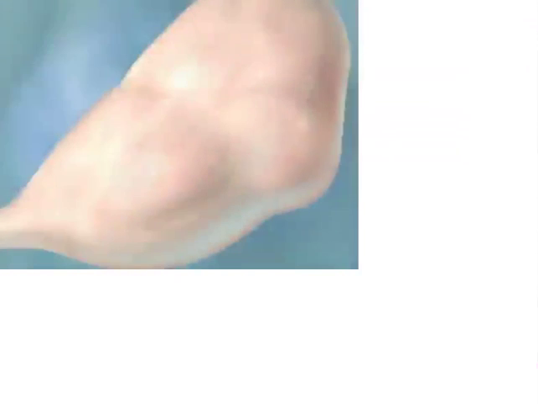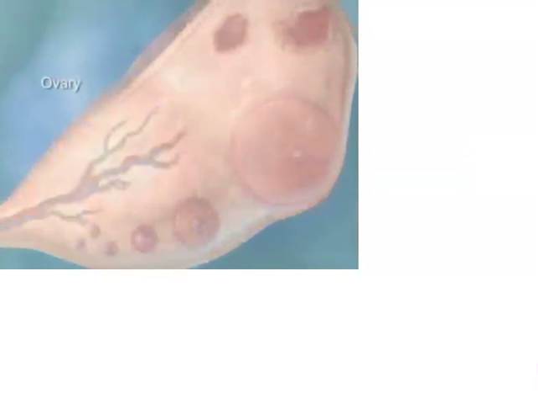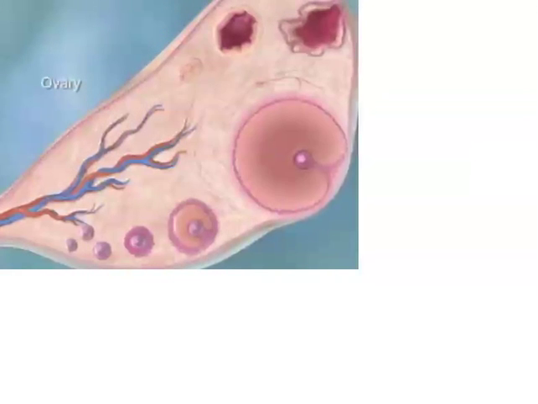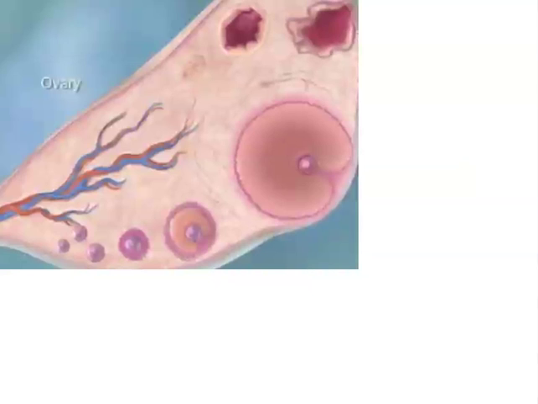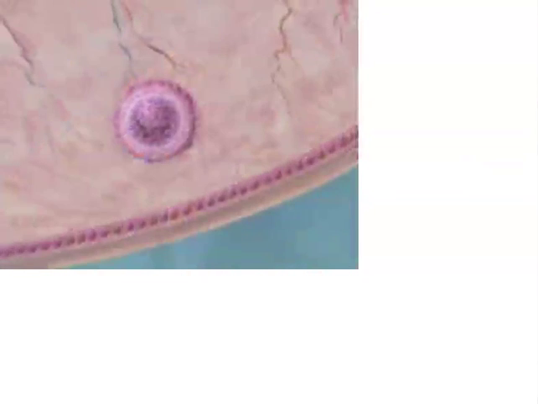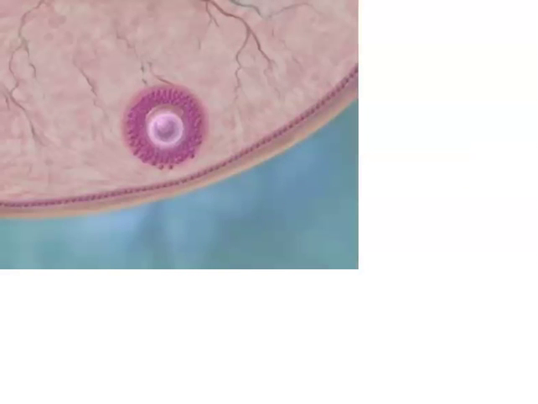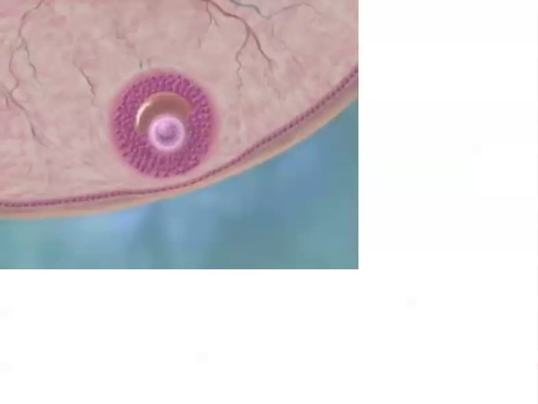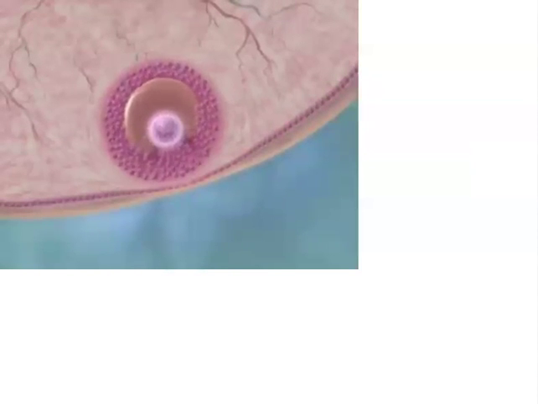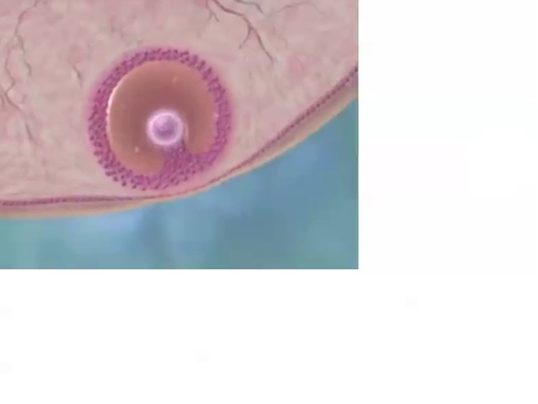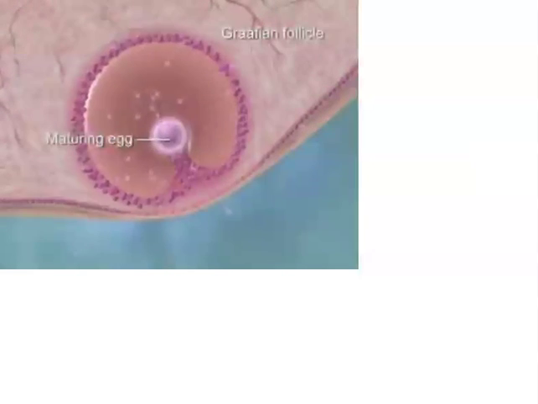The total number of eggs a woman will produce in her lifetime are present in her ovaries when she is born. Each month at the beginning of a menstrual cycle, the pituitary gland secretes the follicle-stimulating hormone, which is commonly known as FSH. This hormone stimulates one egg to mature within an ovary. The maturing egg is surrounded by a Graafian follicle.